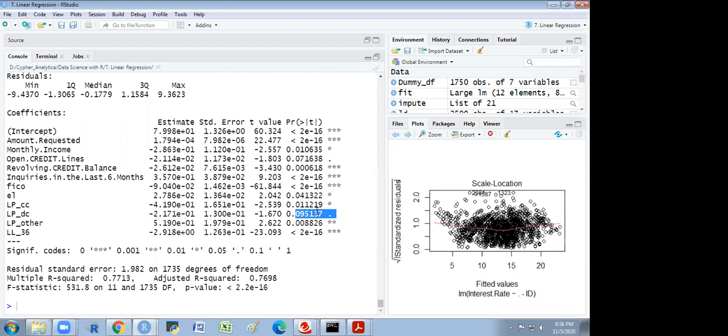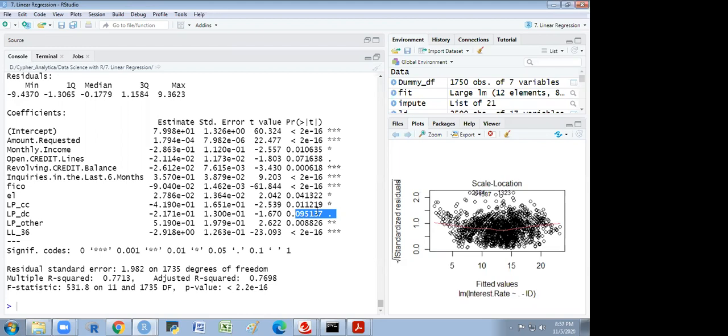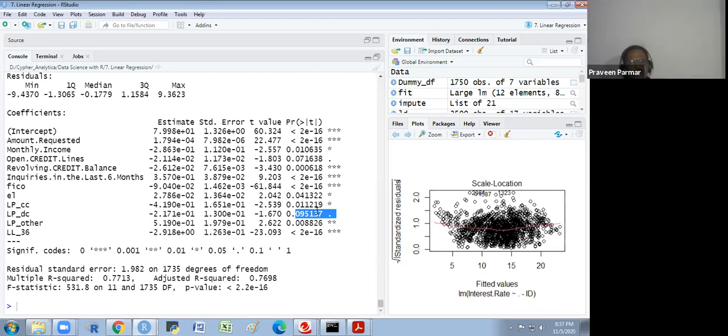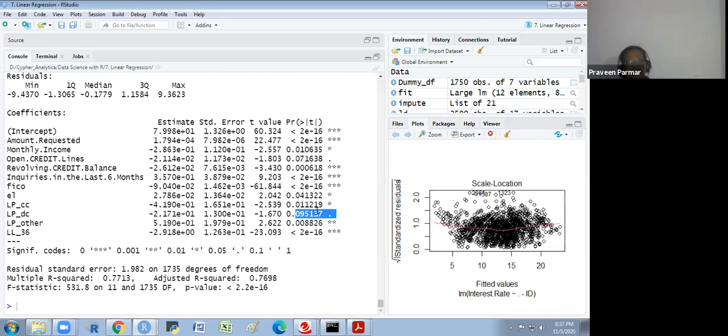Sir, one doubt. First, you have removed variables depending on VIF, right? Yes. Then probability, the p-value. So can we do the p-value first, then VIF, or do we have to follow a sequence? That is a sequence. We have to follow this step. We follow three steps: first VIF, second AIC, and third p-value.